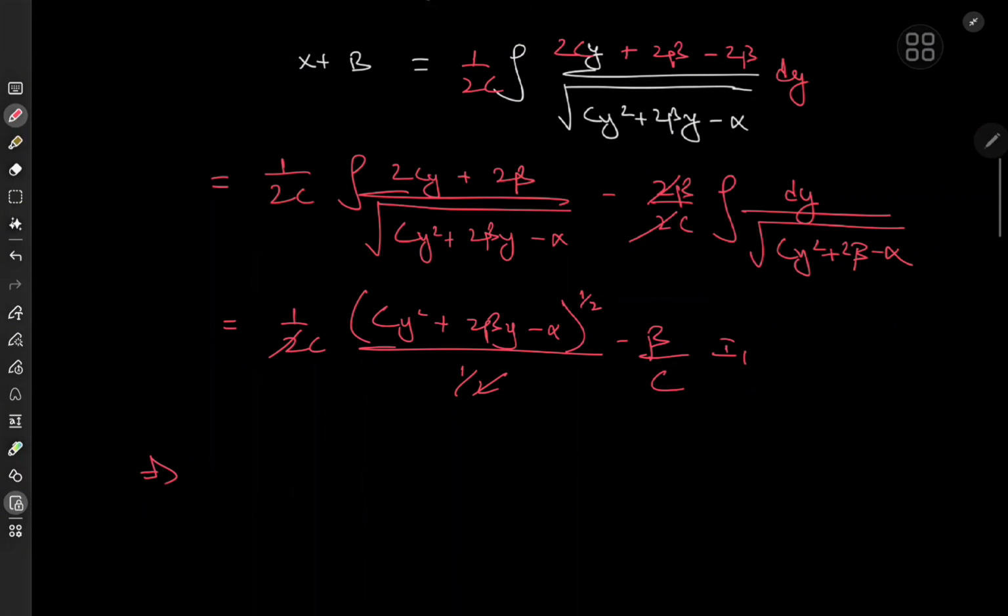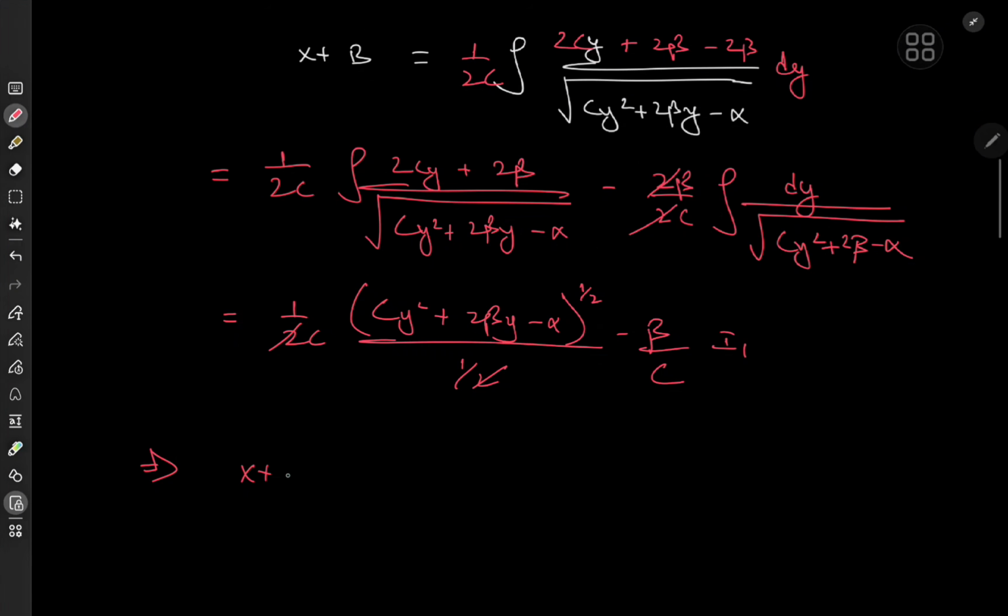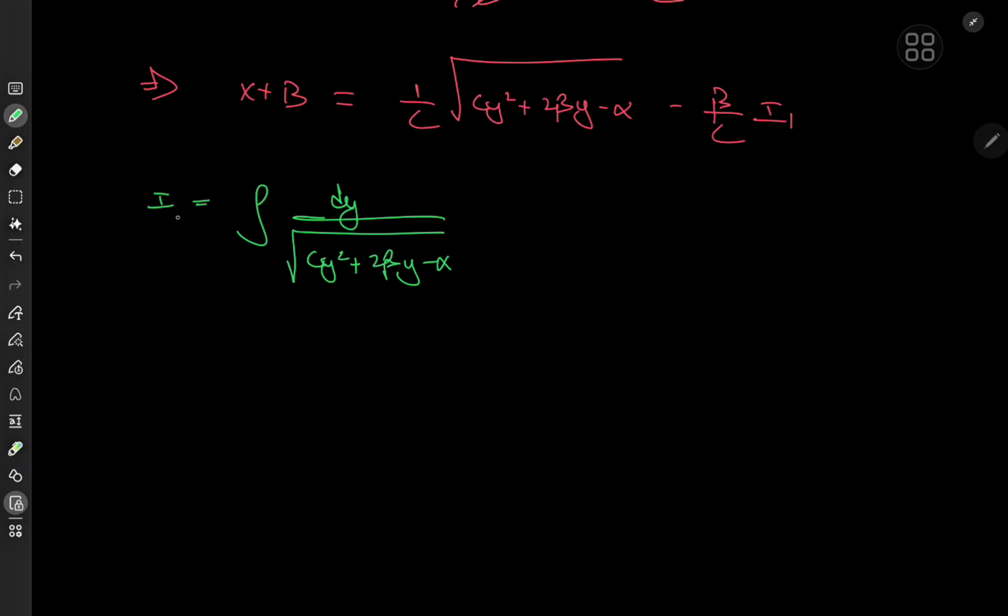So that implies that the target integral was in fact equal to x plus b. So x plus b here equals 1 over c times root c y squared plus 2 beta y minus alpha. And we have minus beta over c times a new target integral, I sub 1. Now I sub 1 is just a 1 over square root of quadratic type integral. So we can solve this fairly easily by completing the square.